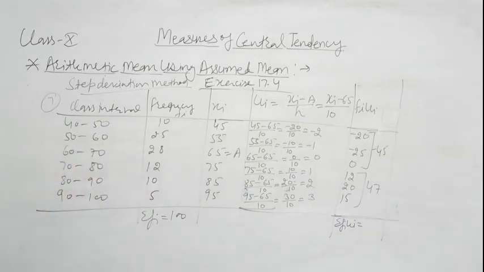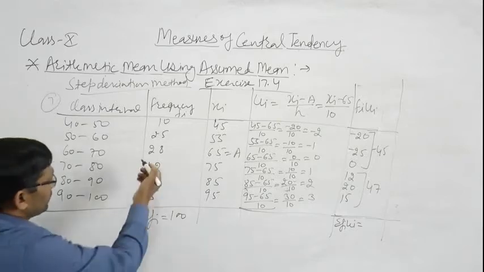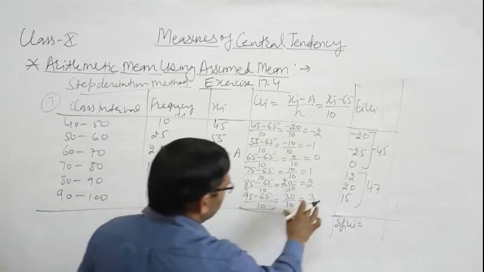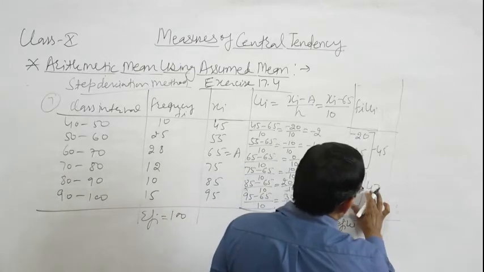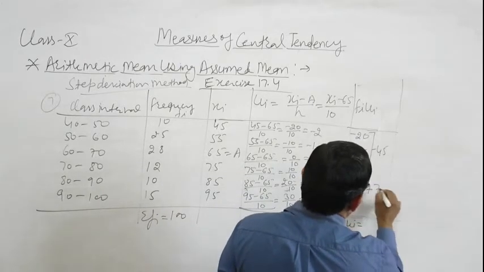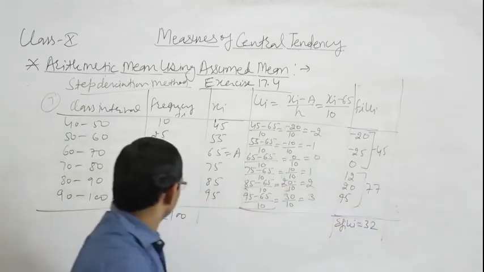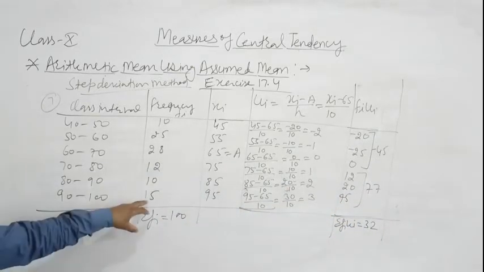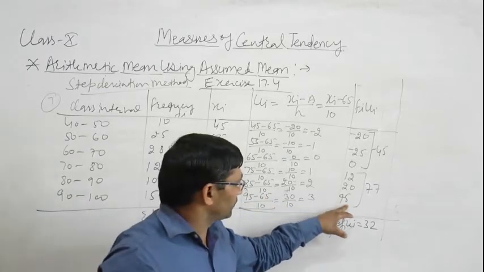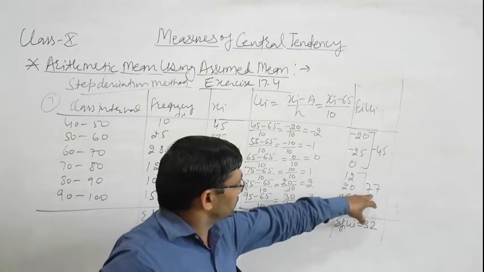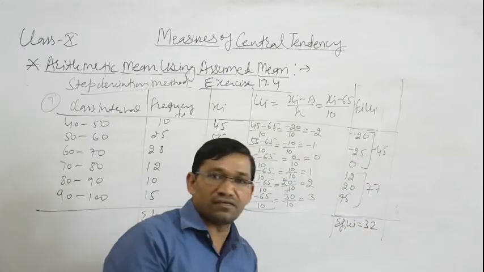We find sigma fi, which means the sum of all frequencies. Sigma fi is 100. One correction: the frequency is 15, so 15 times 3 is 45, and the sum of positives is 77. 77 minus 45 is 32. The frequency of 90 to 100 is 15, 15 multiplied by 3 is 45, so the sum is 77, and 77 minus 45 is 32.